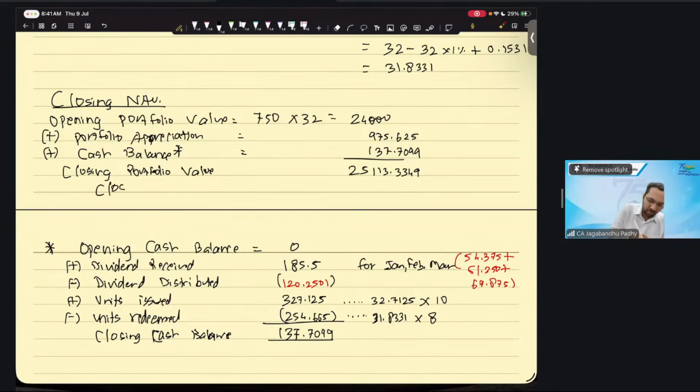What is the closing number of units? Can I say it was 750? You issued 10 units and you redeemed 8 units. So you have 752. Then you get the closing NAV.